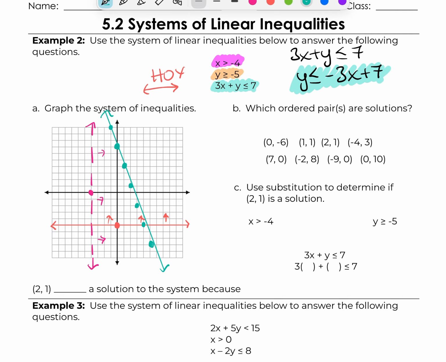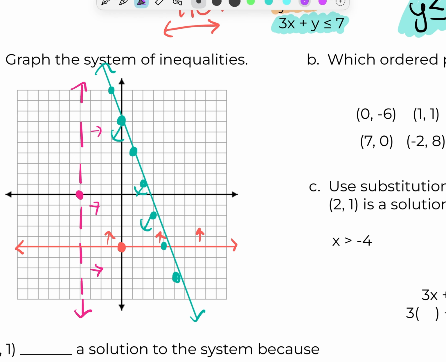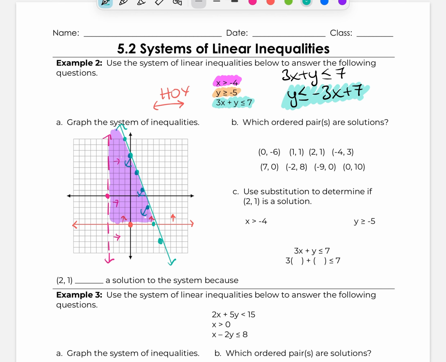And then we are less than, so we're going to shade downwards. So my final region, I'm going to shade it in purple, will be eventually a triangle when they intersect somewhere at the top. So here's our final shaded region for our solution set.